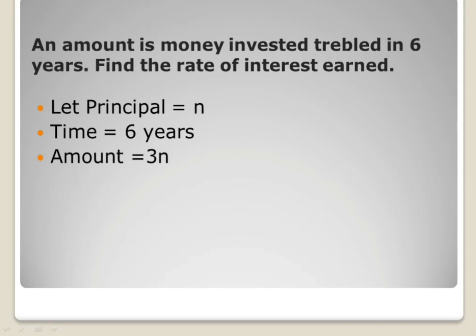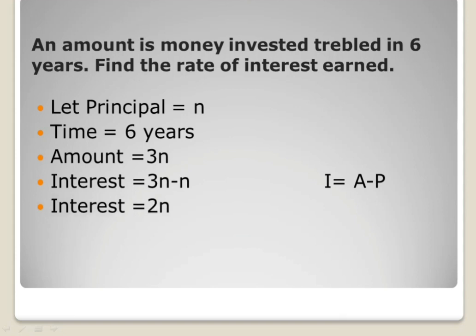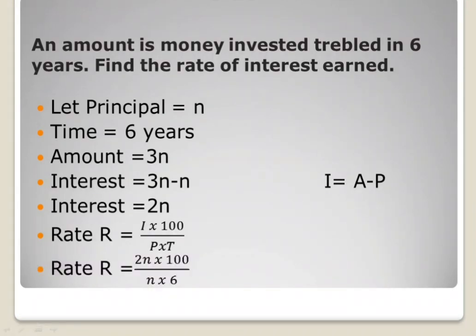First thing we need to find out is interest. Interest is equal to amount minus principal. So from here I can write interest equals 3n minus n, that is 2n. So now you need to find out rate of interest. Rate of interest formula is interest into 100 upon principal into time. So I will just keep all the values. Keeping all the values, I will get 2n multiplied with 100 divided by n into 6. n cancels out. 2 cancels out with 6. You will get 3. So 100 upon 3, or we can write it as 33 whole number 1 by 3%.